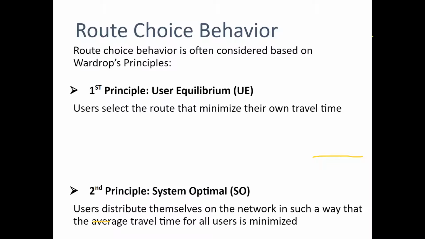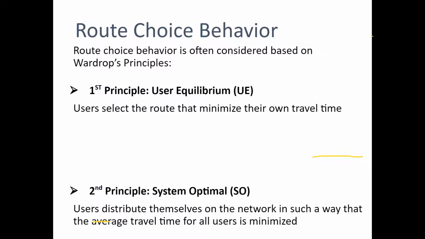The route choice behavior is often considered based on Wardrop's principle. The first principle is user equilibrium. The second principle is system optimal. We're not going to talk too much about system optimal in this class. We do talk about this in the transportation economics and analysis class, where we talk about tolling and how we can use tolls to establish system optimal routes. So I'm not going to get into the second principle too much, because that's your CE 528 stuff.